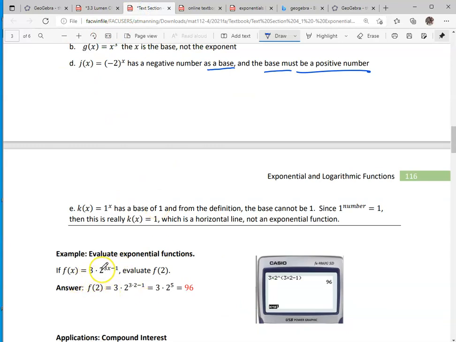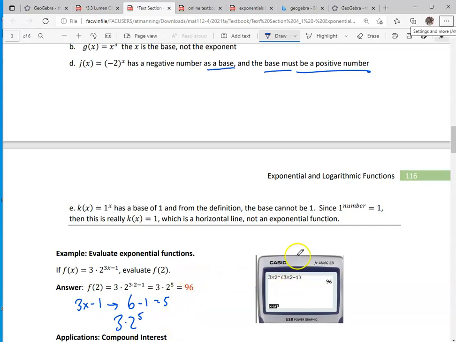3 times 2 to the 3x minus 1. Evaluate when x is equal to 2. Well, we can do this by hand to simplify it a little bit, I guess. 3x minus 1, when x is equal to 2, gives me 6 minus 1, gives me 5. So then I can do 3 times 2 to the 5th. And I'm going to use my calculator to give me 3 times 2 to the 5th.